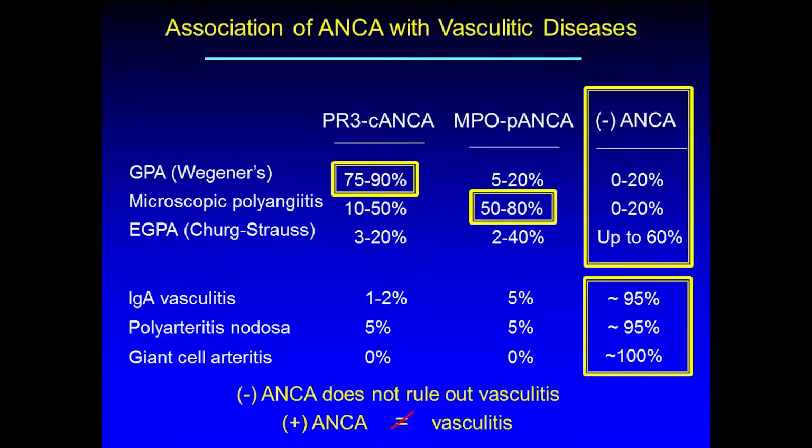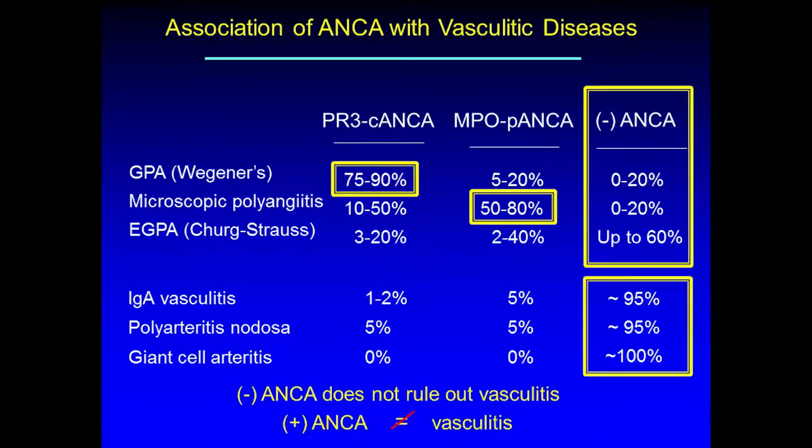And we can see when we look at this, the predominant pattern that we see is proteinase 3 C-ANCA in the case of GPA, while MPA is more tightly associated with myeloperoxidase P-ANCA. But what we can also see is that in up to 20% of GPA and MPA, patients may be ANCA negative, and although EGPA is considered within the ANCA-associated family, up to 60% of these patients may be ANCA negative.